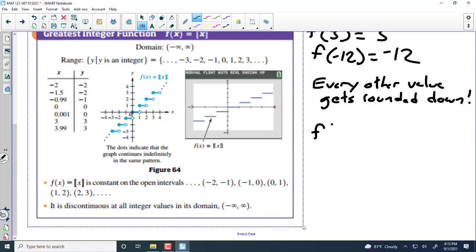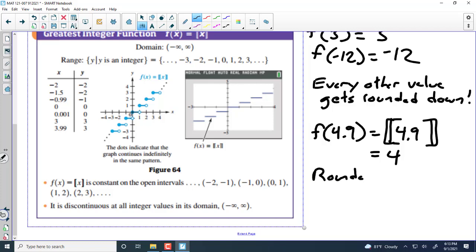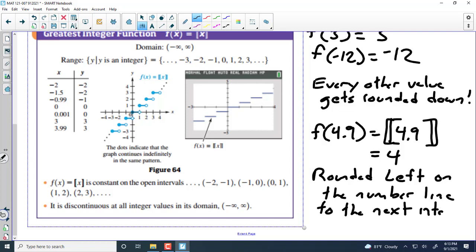So, when I plug in 4.9, it gets rounded, but it doesn't get rounded like we usually round 4.9. What does it get rounded to? 4. It gets rounded down. But sometimes even better than down, the way I like to tell people about it is think about it this way. It gets rounded left on the number line to the next integer. This is especially useful when you start plugging negative numbers in there, because this can really mess with people's heads.